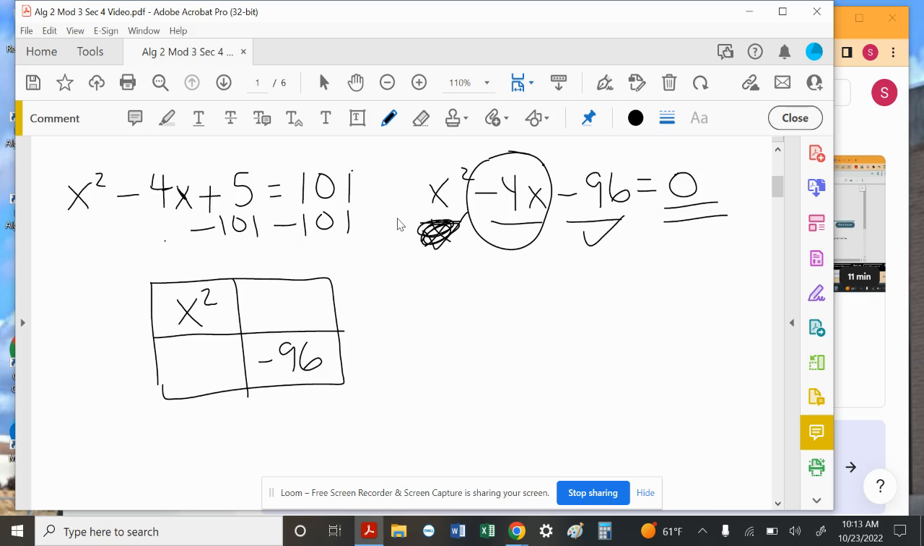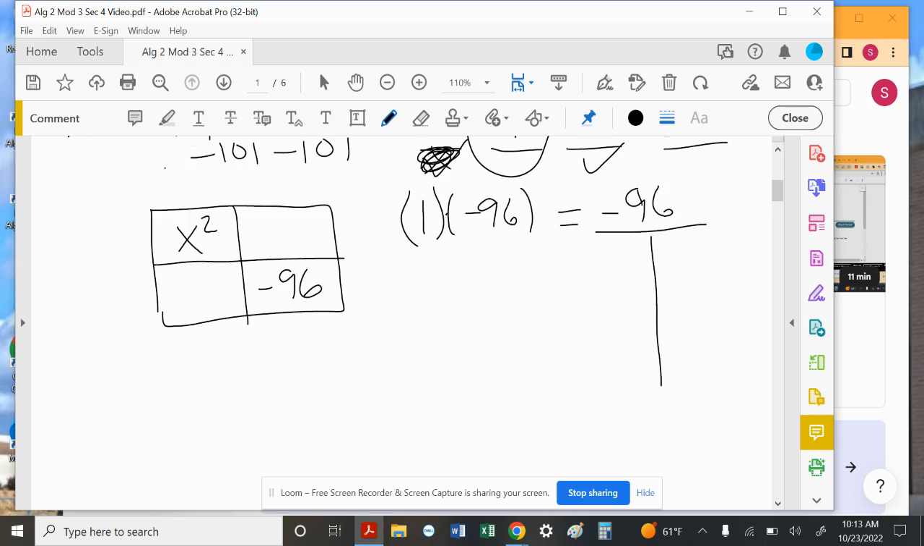Well, I'm going to look at the number in front of the x squared, which happens to be a 1. I'm going to multiply that by -96, which is the last term. I'm going to multiply those two together, put parentheses around them to indicate multiplication, and that equals -96. And then I'm going to draw a little table that has two sides, a left side and a right side.